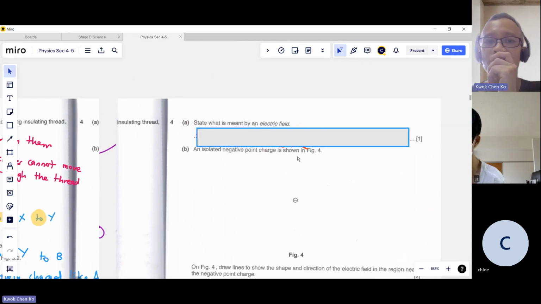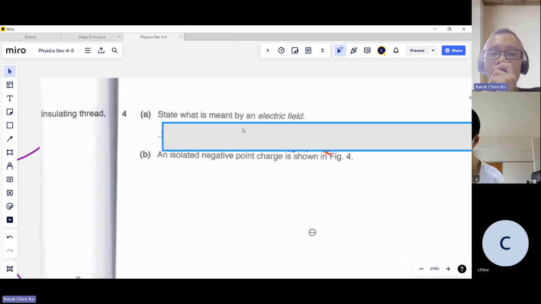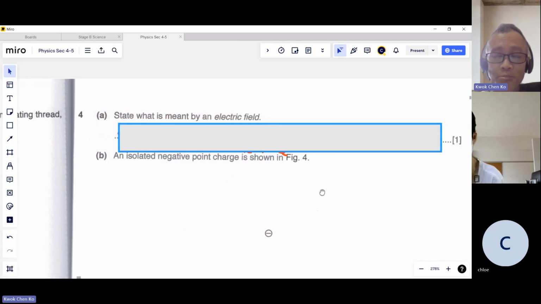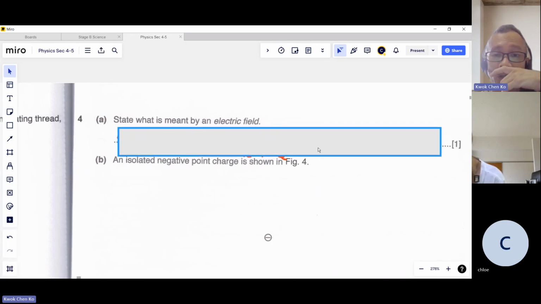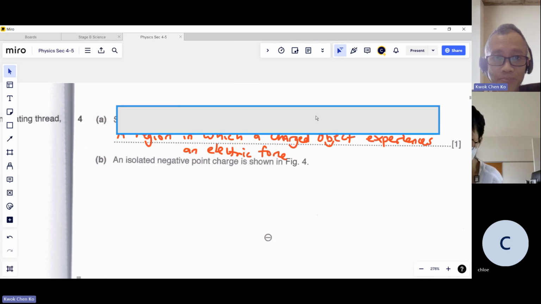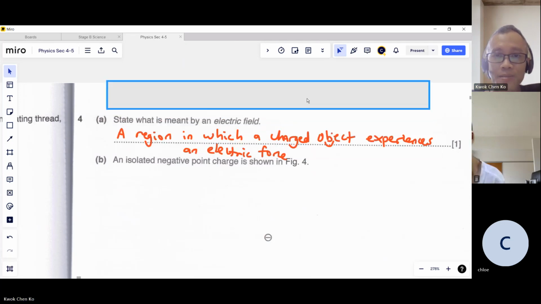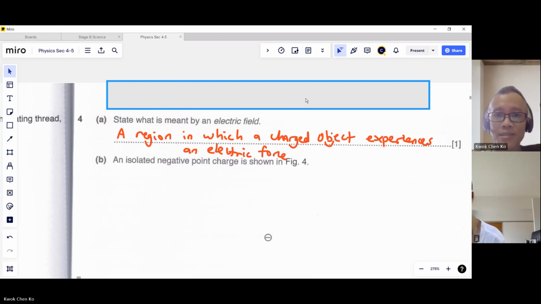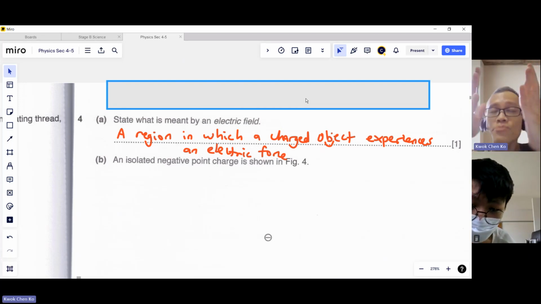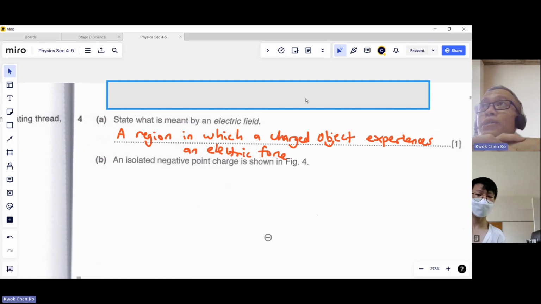Now, it's also possible that they can ask you to define. This is actually a definition question. What is an electric field? Guys, no choice. You just have to remember the definition. It's based on the electric force on a charge. Okay, so simple as that. It's just a 1 mark question. However, try to get that 1 mark.